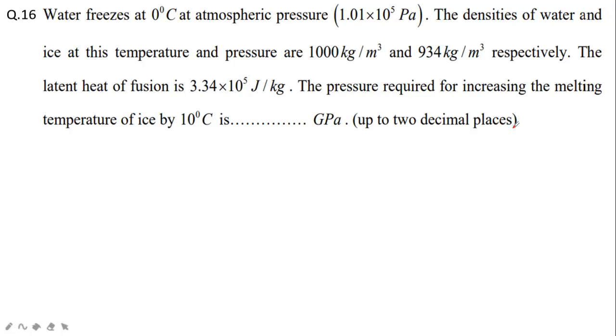तो देखिए, हमें दिया है प्रेशर 0 डिग्री सेंटीग्रेड पर, वाटर और आइस की डेंसिटीज दे रखी हैं, 0 डिग्री सेंटीग्रेड पर ही। लेटेंट हीट ऑफ फ्यूजन दे रखा है, फ्यूजन मीन्स the converting from ice to the water, फ्यूजन की लेटेंट हीट दे रखी है। तो हमें पूछा है कि हमें कितना प्रेशर चाहिए किसी भी इस तरह के सिस्टम की टेम्परेचर 10 डिग्री सेंटीग्रेड बढ़ाने के लिए। Okay, so how will we solve?